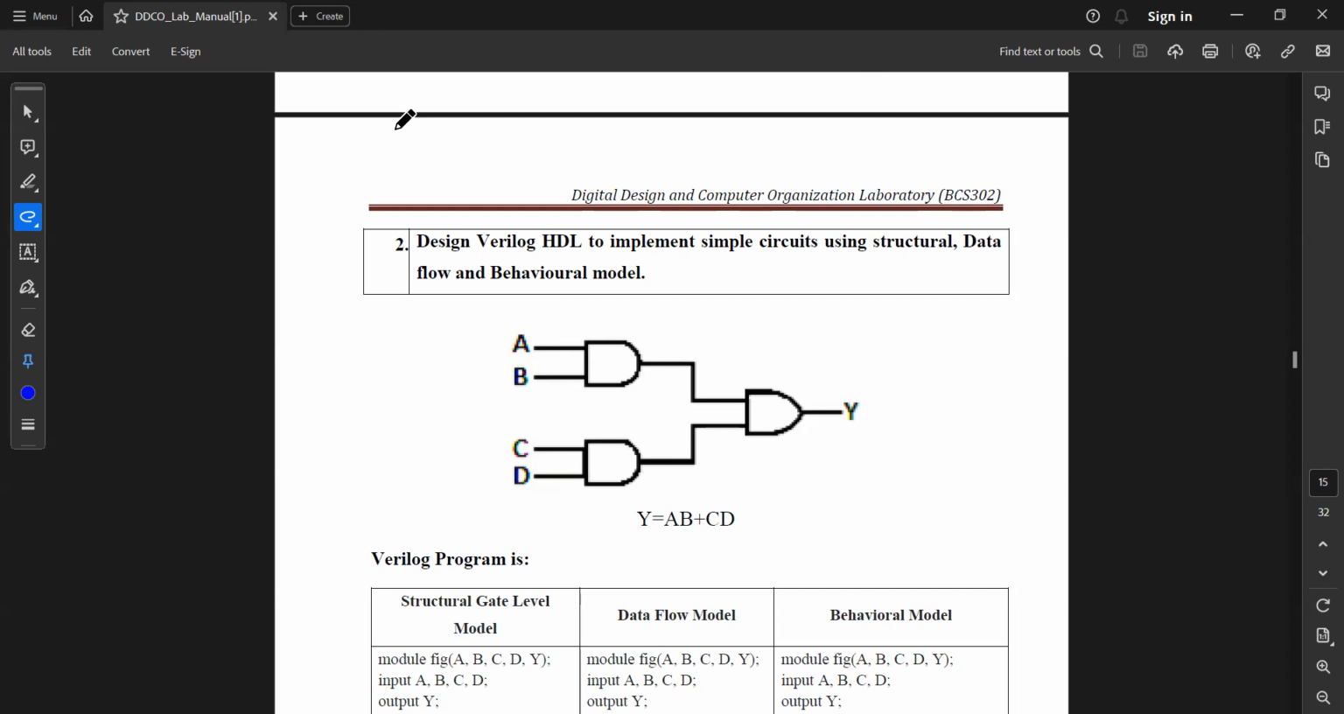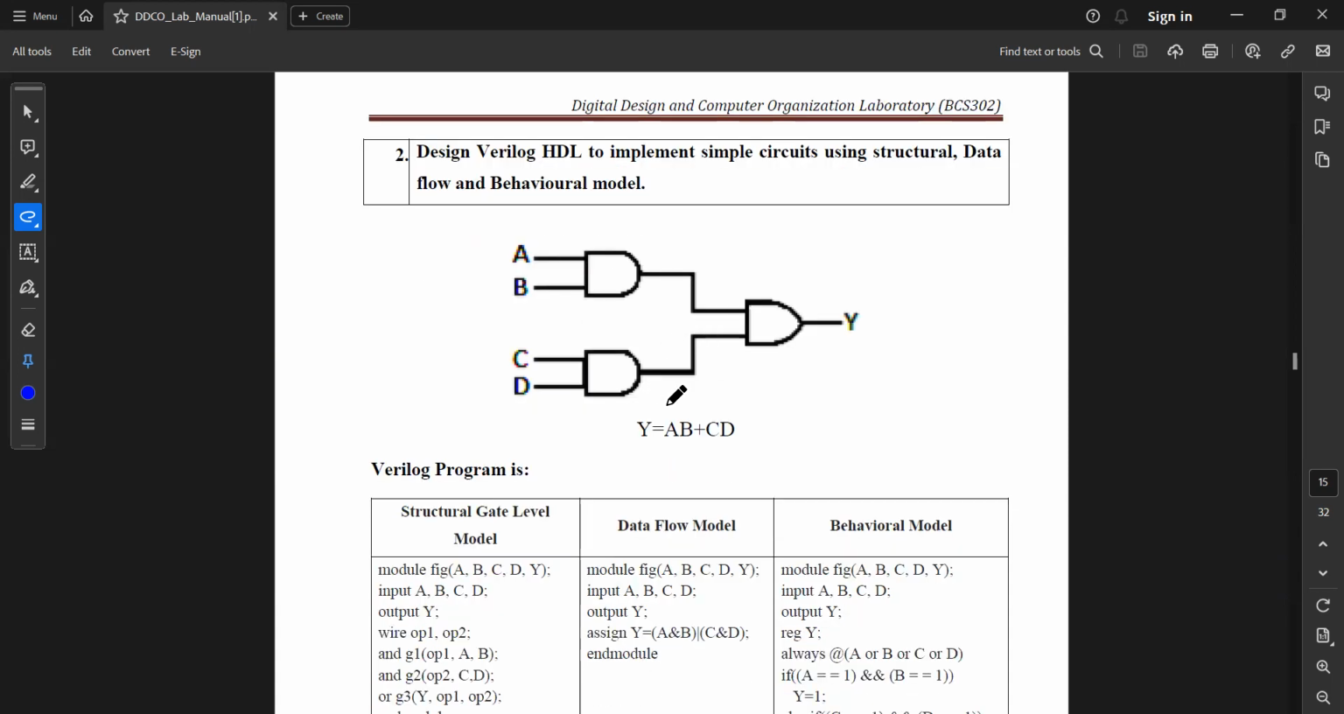In this video, we will discuss how we can implement simple circuits using Verilog HDL. See, in exam, if you're given an expression like this, first draw the circuit for it. It will be easier for us to write the program. First, identify the inputs and outputs and the number of gates.